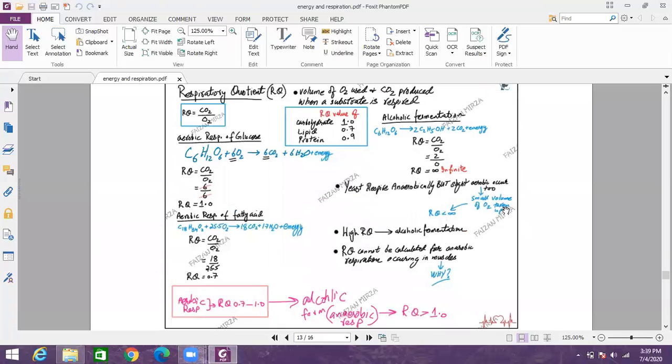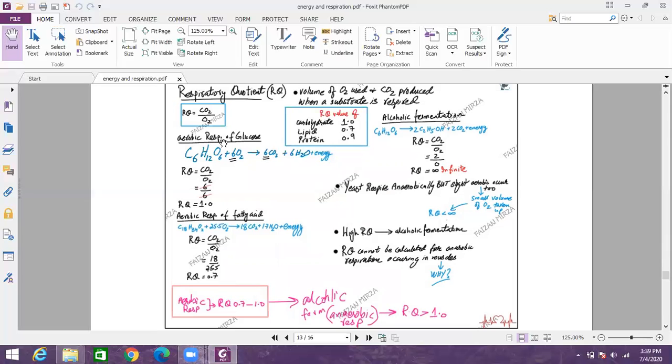We come to respiratory quotient. What is respiratory quotient, or RQ? It is the volume of carbon dioxide produced relative to the volume of oxygen used when a substrate is respired. Your formula is RQ = CO2 upon O2. For aerobic respiration of glucose, lipids or proteins, these values are fixed, so you need to learn them. The RQ value for carbohydrate is 1.0, for lipids is 0.7, and for proteins is 0.9.